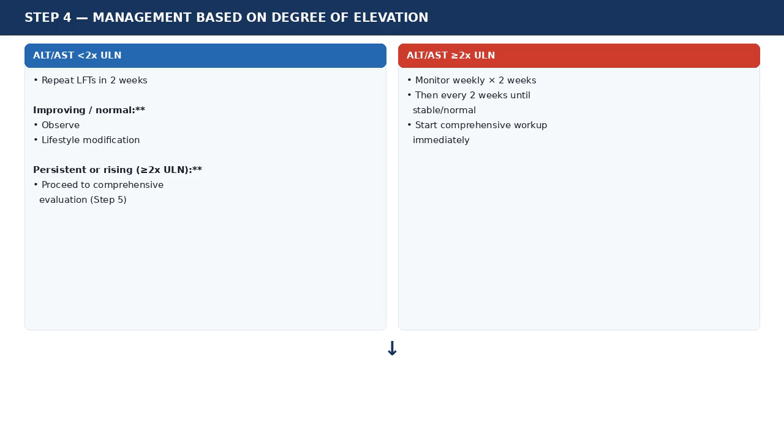Step 4 outlines management based on the degree of elevation. For ALT and AST less than 2 times the upper limit of normal, repeat liver function tests in 2 weeks. If improving or normal, observe with lifestyle modification. If persistent or rising to 2 times or more the upper limit of normal, proceed to comprehensive evaluation in step 5. For ALT and AST greater than or equal to 2 times the upper limit of normal, monitor weekly for 2 weeks, then every 2 weeks until stable or normal, and start comprehensive workup immediately.